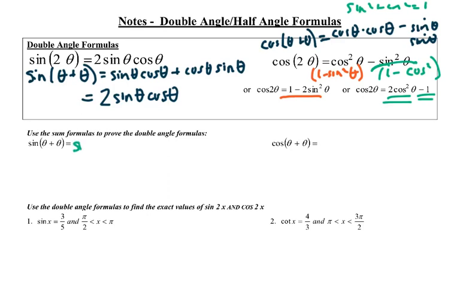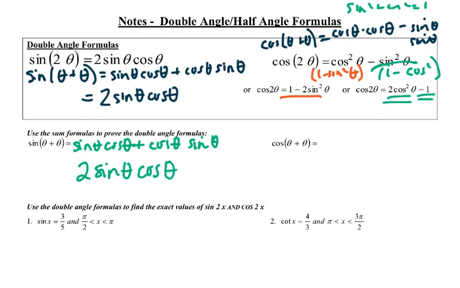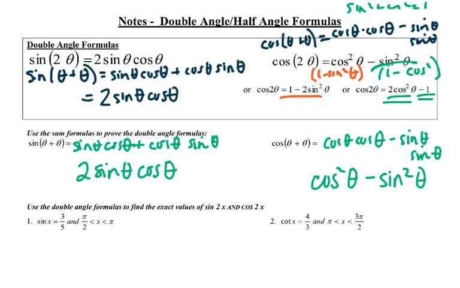Okay, I meant to do this down here. So this would be sine theta cos theta plus cos theta sine theta. Just doing it again, we recognize that those are like terms, so 2 sine theta cos theta. Cos of theta plus theta would be cos cos minus sine sine. Cos times cos is cos squared theta, and sine times sine is sine squared theta. You actually don't have to really ever derive those. We're just showing you that those are true.